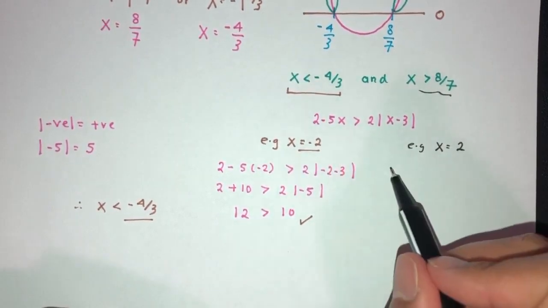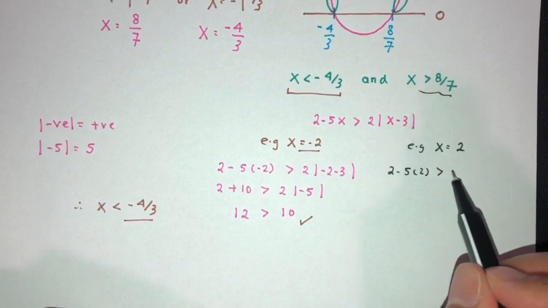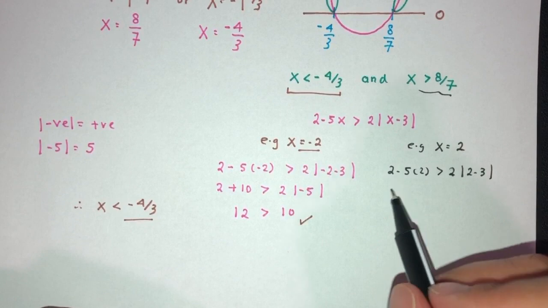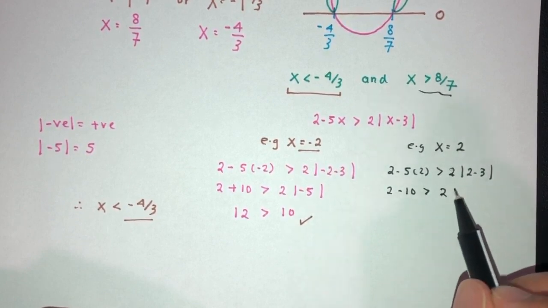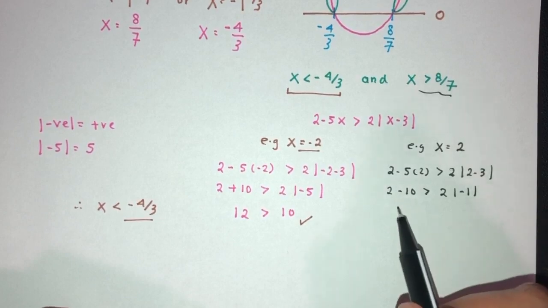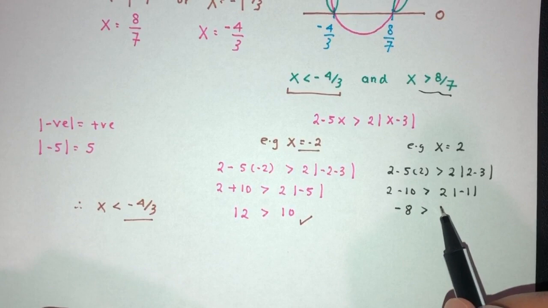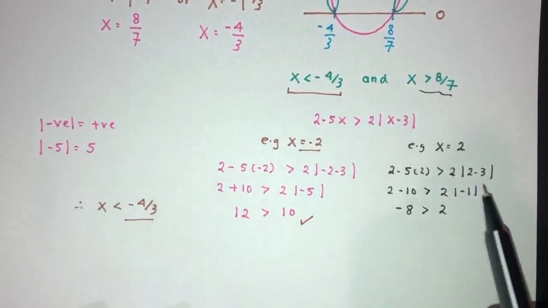Replace new equation, so 2 minus 5 times 2 more than 2 minus 1, minus 3, sorry. You will have 2 minus 10 more than 2 minus 1, which is the value of minus 8, more than the value of, that will be just 2. This is 1, right? Because as you can see here, modulus of value is just positive, will be 1.